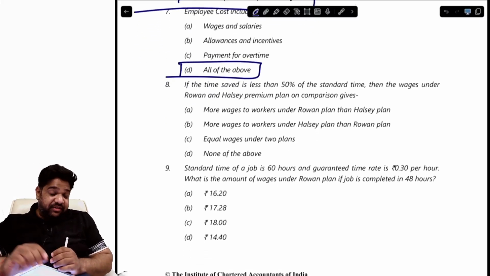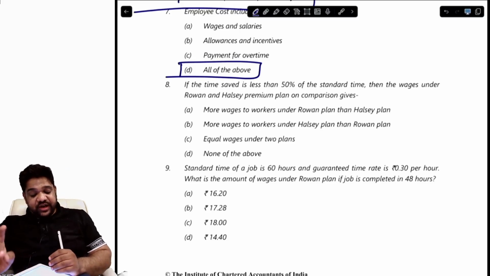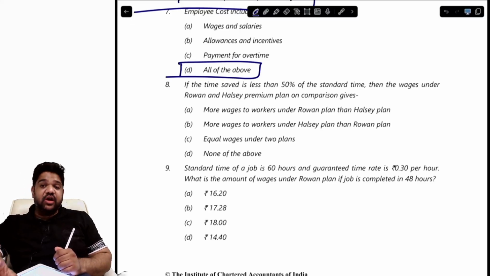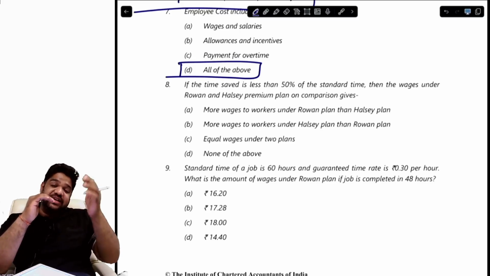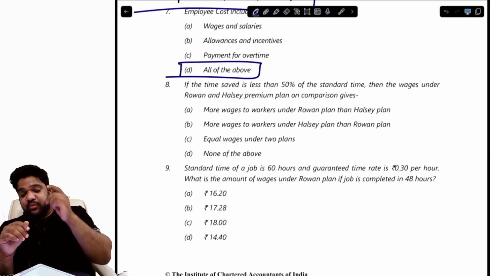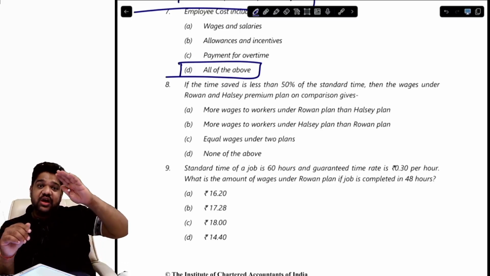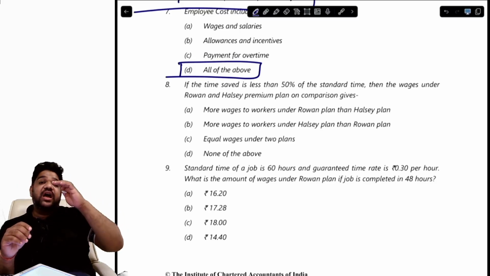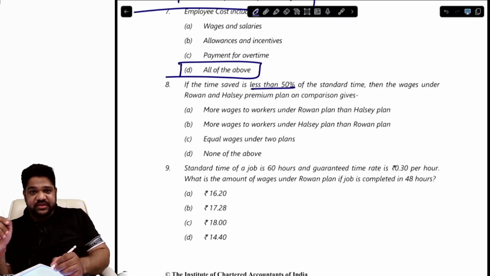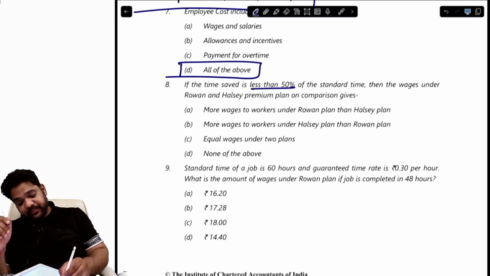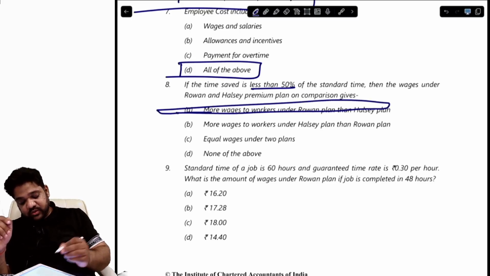If we have done this, we have done a proper question on this. If the time saved is less than 50% of the standard time or time allowed, then the wages under Rowan and Halsey premium plan on comparison, who gives more payment? At 50%, both are at par. If you are saving less than 50%, Rowan pays more, Halsey pays less. And if your time saved is more than 50%, Halsey pays more, Rowan pays less. So here we have less than 50%, so Rowan will pay more wages to workers than Halsey.